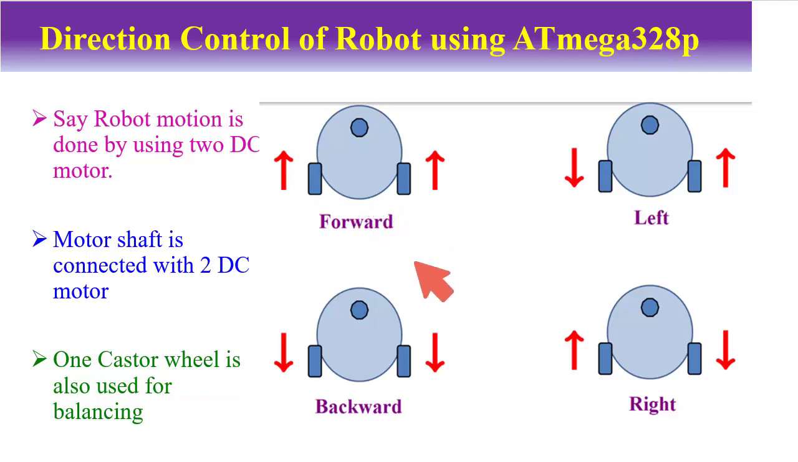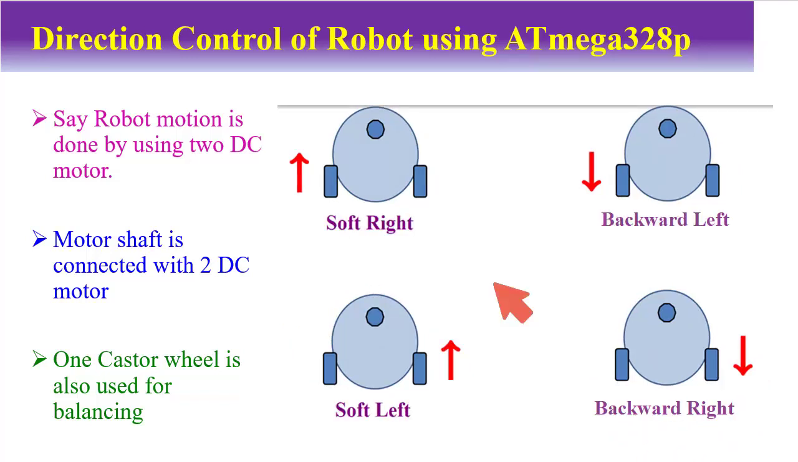Similarly, when this wheel and this wheel move in the opposite direction, then the robot will move in the backward direction. If we want to move the robot in the left direction, the right wheel should move in the forward direction and the left wheel should move in the backward direction. Then the robot will move in the left direction. If these two motors just reverse the direction, the robot will move in the right direction.